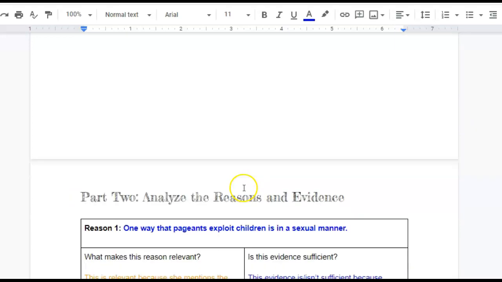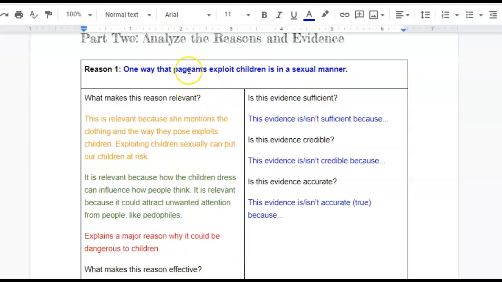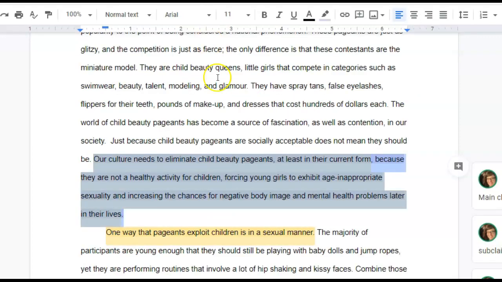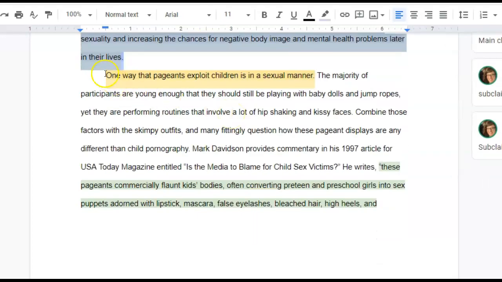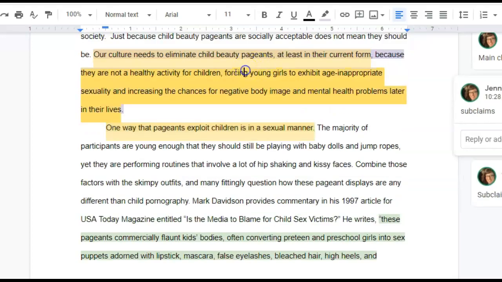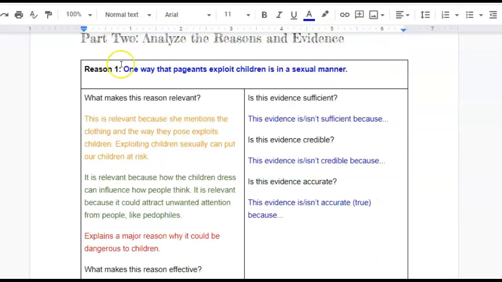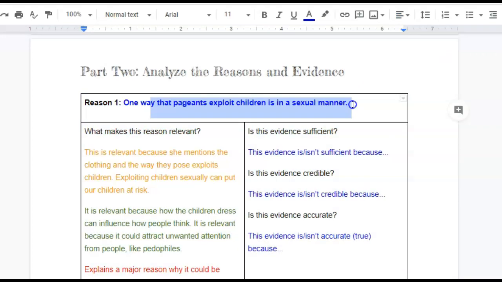So moving on to part 2, we completed reason 1 together. Part 2 analyzed the reasons and the evidence. Her first reason, her first subclaim, if we go back to our text, we already identified her first reason in the topic sentence, and in her claim, we identified the first subclaim that she had. So you could copy that from either spot. We're going to copy it from her body paragraph because that's her first reason that we're going to be looking at. So copy, and then we pasted that in right here.